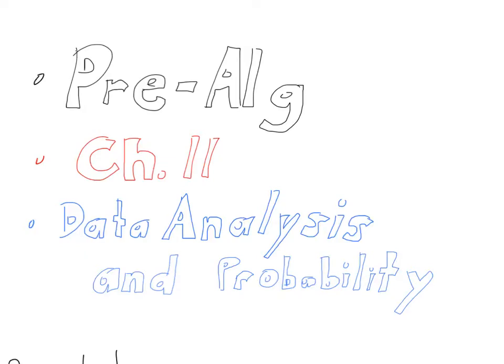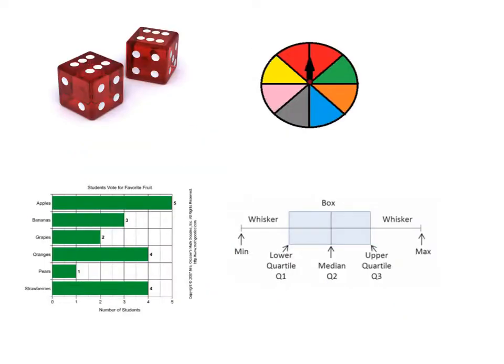Hey guys, welcome to Pre-Algebra Chapter 11, where we are now going to be talking about data analysis and probability. As we get into this chapter, this is some of the stuff you can look forward to. Like I said, we'll be talking about data analysis first, so bar graphs and histograms and such, and then we'll get into box and whisker plots. Today we'll be talking about stem and leaf plots as well.